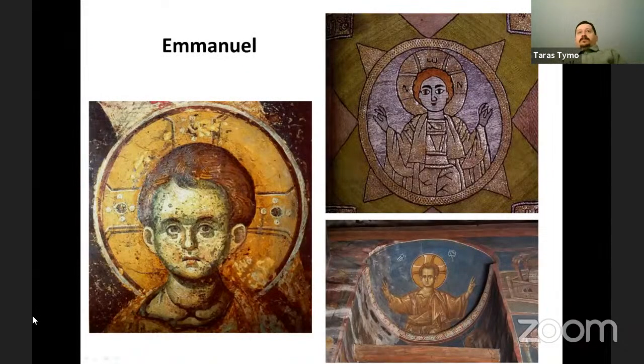Christ Emmanuel is often used to represent Jesus as a child, often held by Mary, sometimes represented independently, like in this tapestry icon, or here in this fresco, Christ Emmanuel blessing with two hands as a bishop, as a priest.